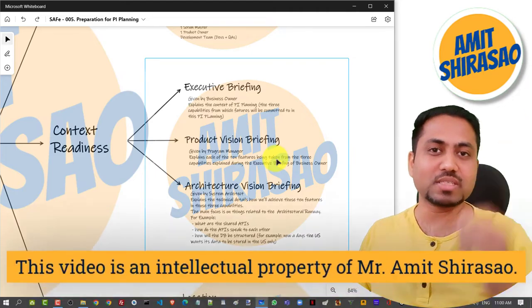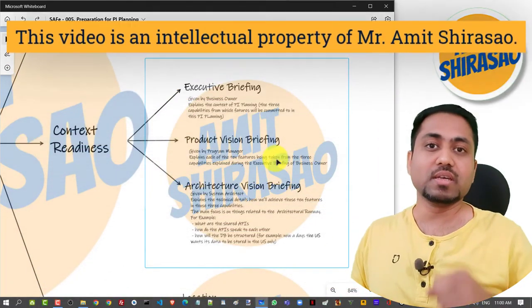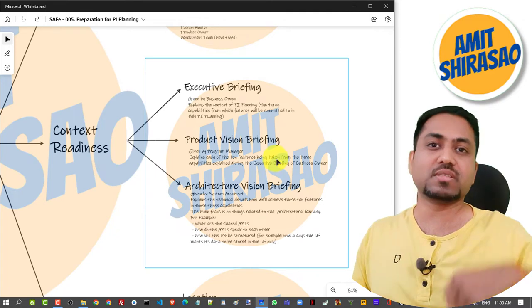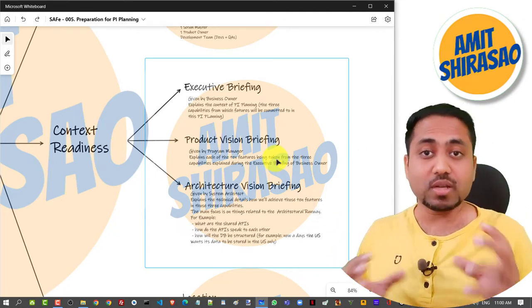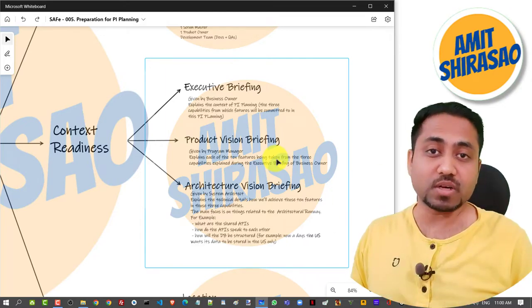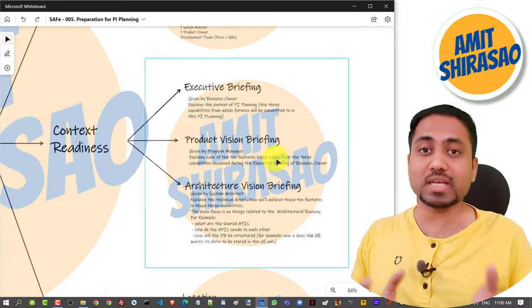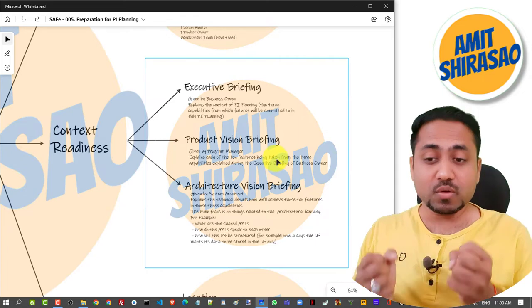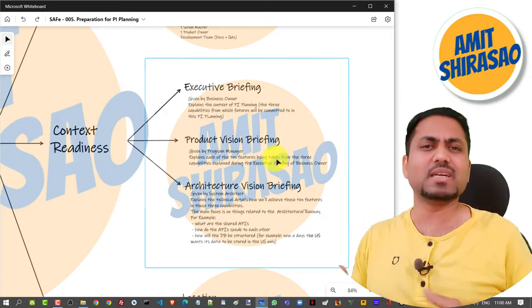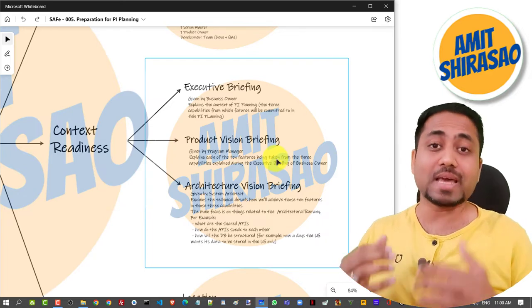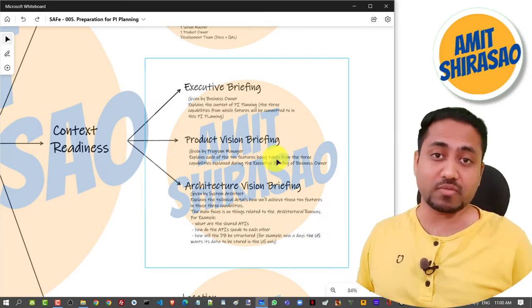I told you, the first capability has 5 features, the second capability has 3 features, the third one has 2 features. So these 10 features in all will be explained by your program manager, and that is called the product vision briefing. Now he has to explain a lot more because there are 10 features to cover, and that is why his meeting is a bit longer, and that longer meeting is of 1.5 hours.